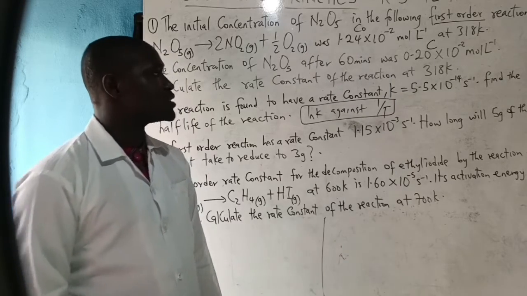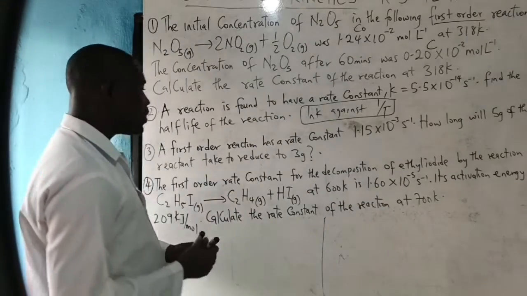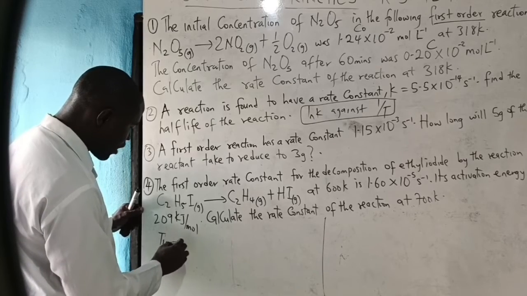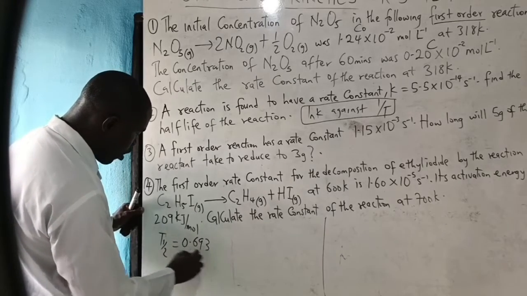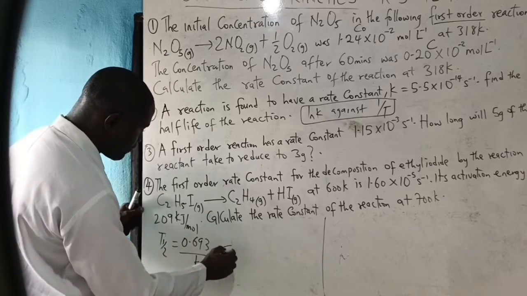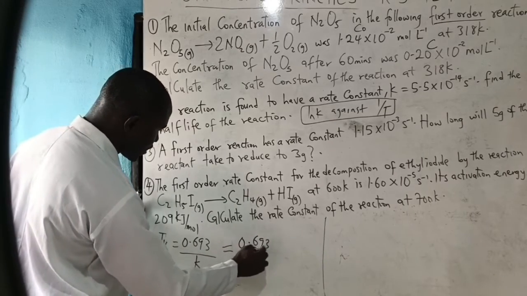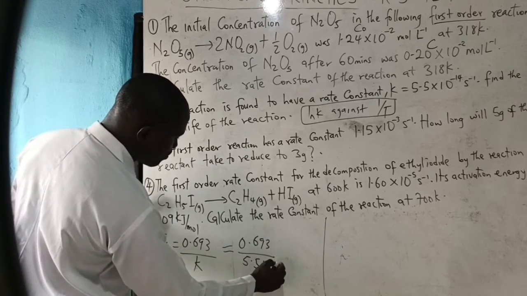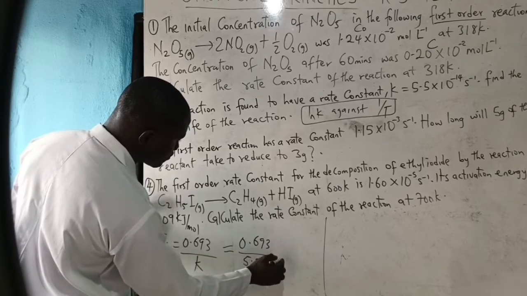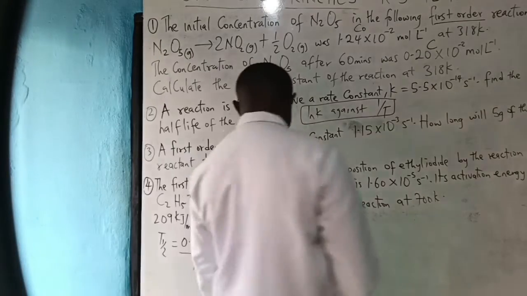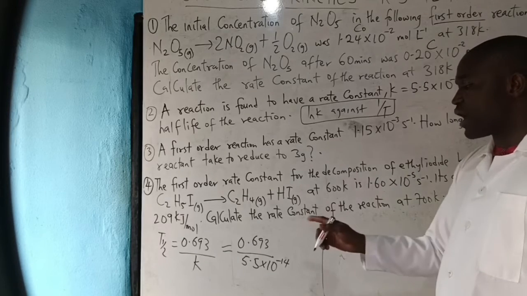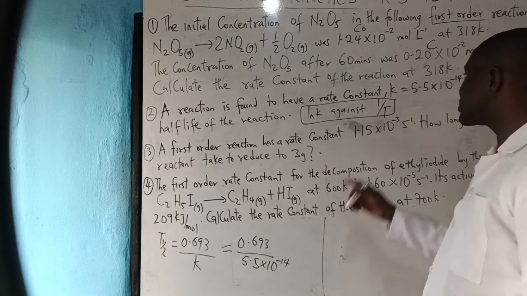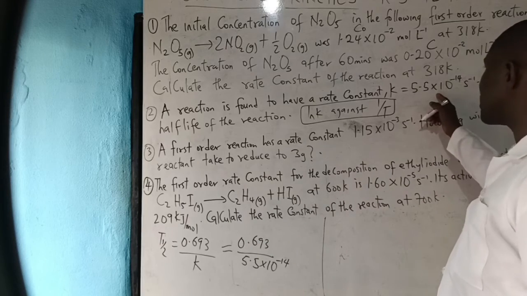Per second means it's talking about first order, because we say in first order the unit of your k, which you call rate constant, is per second. That is the unit of k. And since it is per second, that means the half-life we will use will be the half-life of first order, which is 0.693 all over k. And what will it give you? 0.693 all over 5.5 times 10 raised to the power of minus 14 per second. Remember, the unit of half-life is second, but here the k unit is per second.